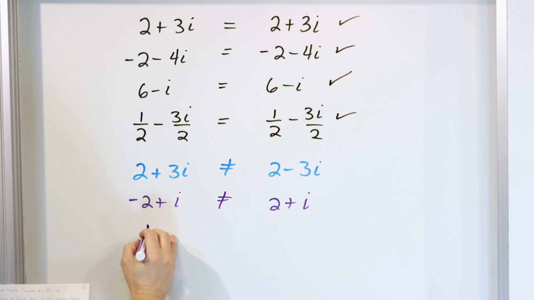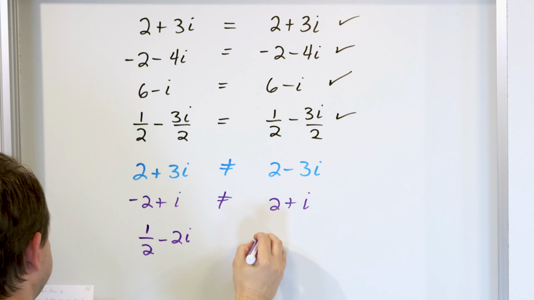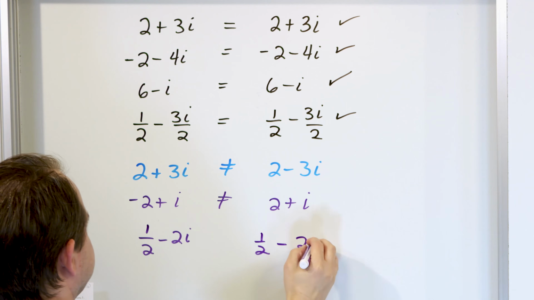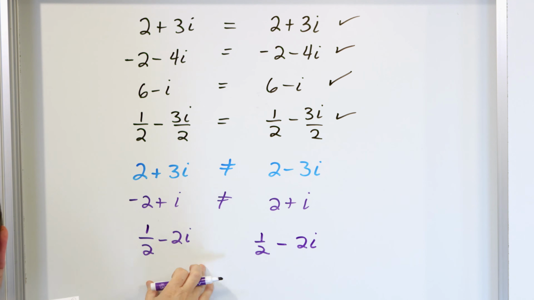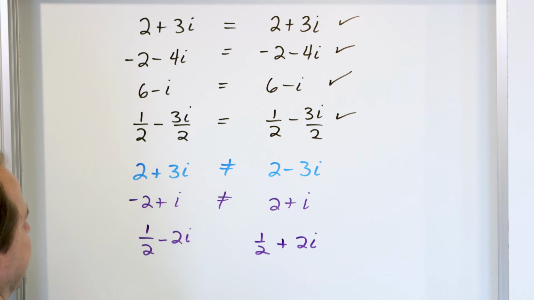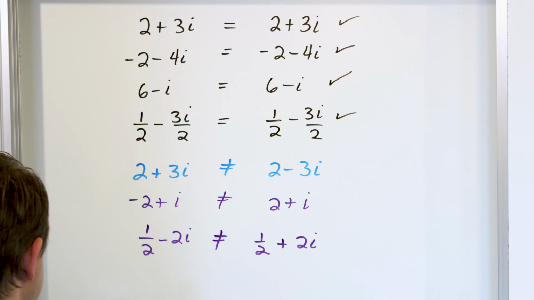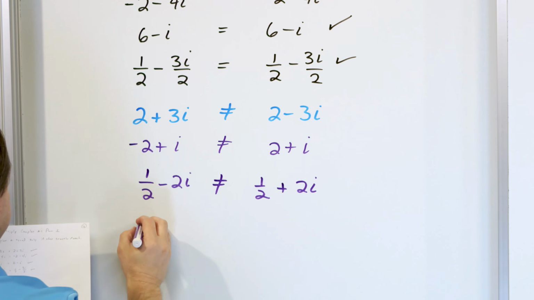Moving right along, what if we have 1/2 minus 2i, and on the other hand, somebody has 1/2 minus 2i? Well, these are actually equivalent. Let's say we have, let's make it like this, 1/2 plus 2i. Well, these are not equivalent. The 1/2 matches, but this is a negative 2i, and this is a positive 2i there. So they're not equivalent.